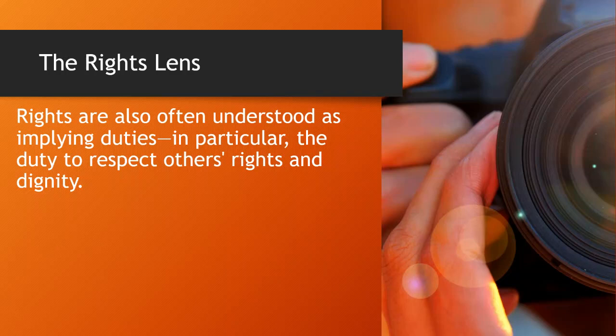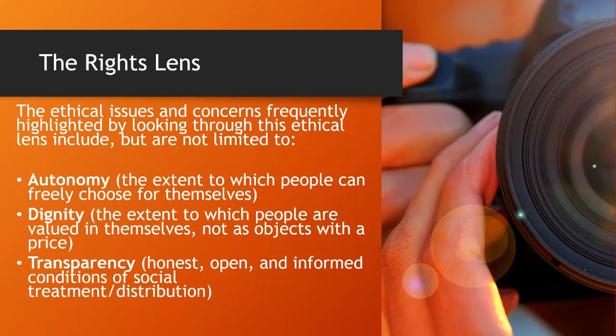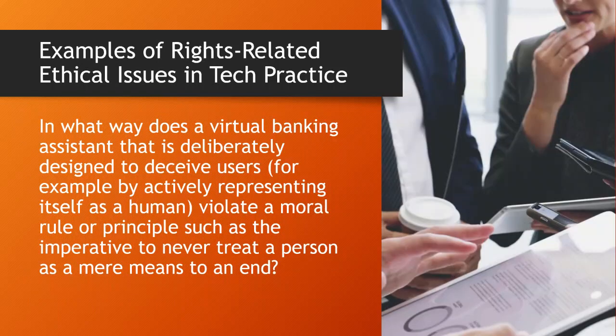And so this is where some people would say, well, I have the right to, but knowing that if I have a right, I also have a responsibility that plays a role within this, and these kind of counterpoints. So the ethical issues and concerns frequently highlighted by looking through these ethical lenses include, but are not limited to, things like autonomy, the extent to which people can freely choose for themselves, dignity, the extent to which people are valued in themselves, not as objects with a price, and transparency, so honest, open, and informed conditions of social treatment and distribution.